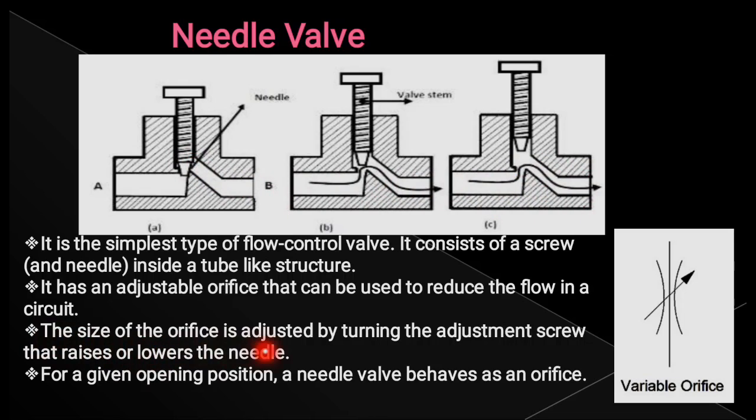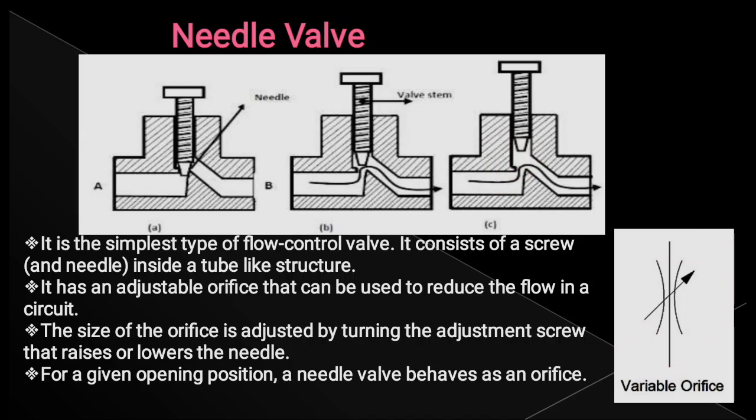So this type of flow control can be achieved in here. The size of the orifice is adjusted by turning the adjustable screw, raising or lowering the needle. By adjusting the screw we can vary the opening of the orifice. For a given opening position, the needle valve behaves as an orifice. Means if you have a small opening, it behaves as a small orifice type of valve. If you have a bigger opening, it gives more discharge. It is also a fixed orifice type of valve.